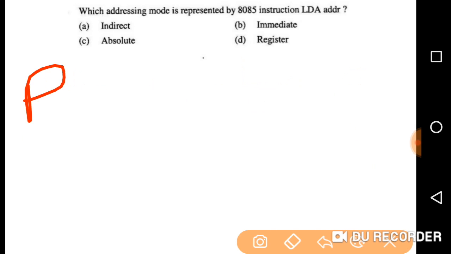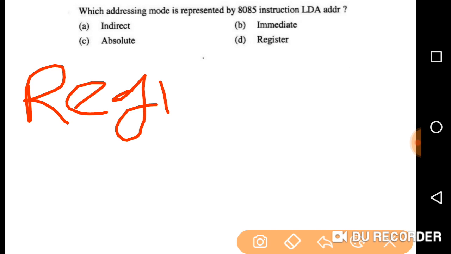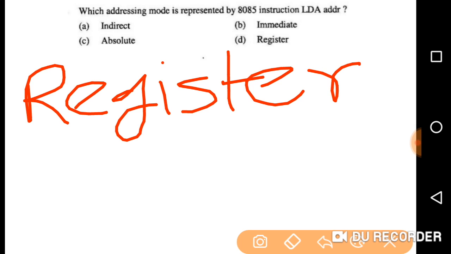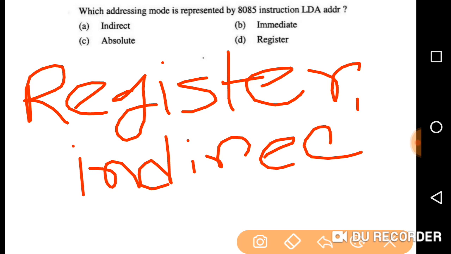Now, third one is the register indirect. Not only indirect, this is the register indirect. Remember this, the indirect addressing mode is present in 8086, not in 8085. In 8085, that is register indirect addressing mode.